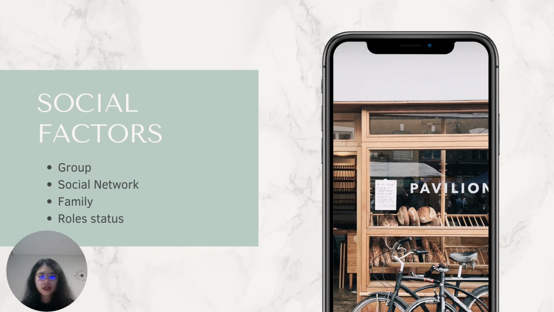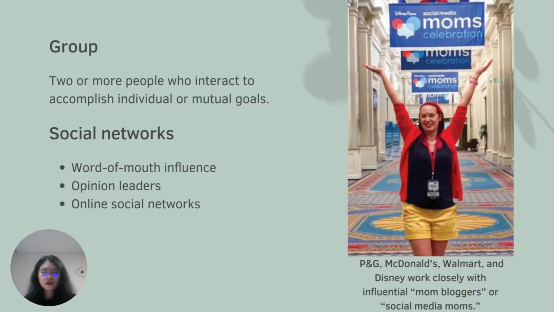The second factor is social, where a consumer's behavior is influenced by social factors, such as the consumer's small groups, social network, family, and social roles and status. The first part in social factors is group. It is two or more people who interact to accomplish individual or mutual goals. Then social network includes word of mouth influence, opinion leaders, and online social networks.